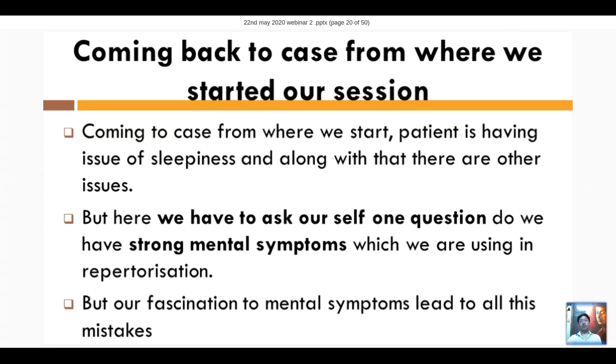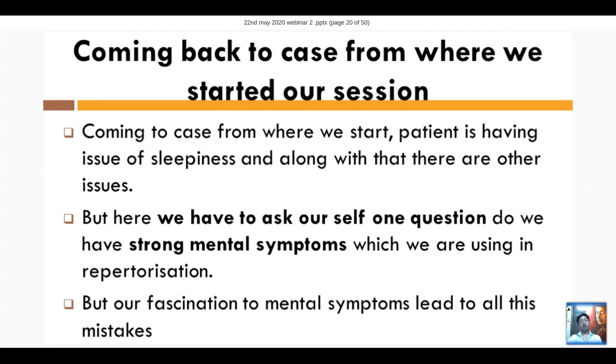We used lack of confidence in repertorization, and along with that we used indolence. But are they very strong? Are they peculiar? Are they PPP or 3 plus? No, they are only 1 plus. But our fascination with mental symptoms leads to all these mistakes. Want of self-confidence and indolence were of less intensity, only 1 marked by me.